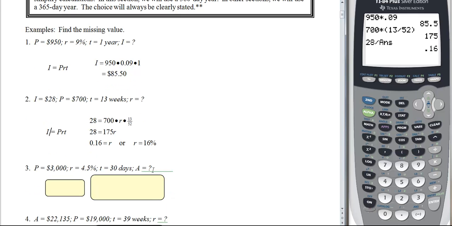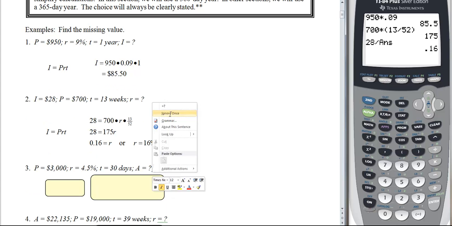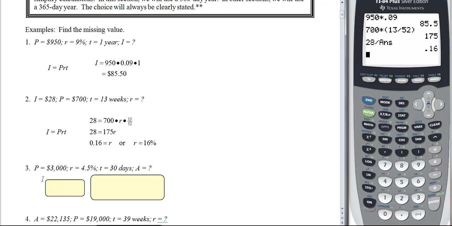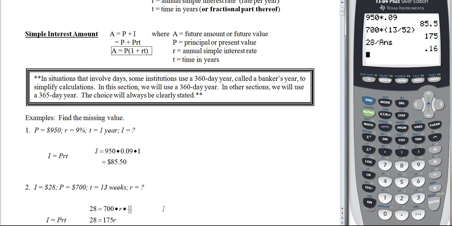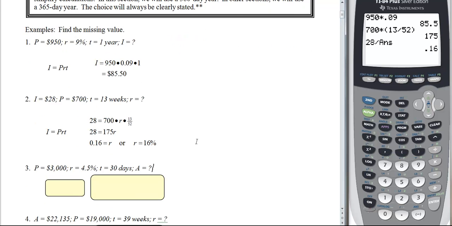Let me get this green thing off. That bothers me. Now this one, I've got P, R, T. Notice it's in days, and they want A. Well, the only formula I've got that has all of that information is the actual simple interest amount. So I'm going to have to use that formula. So the A, I don't know.